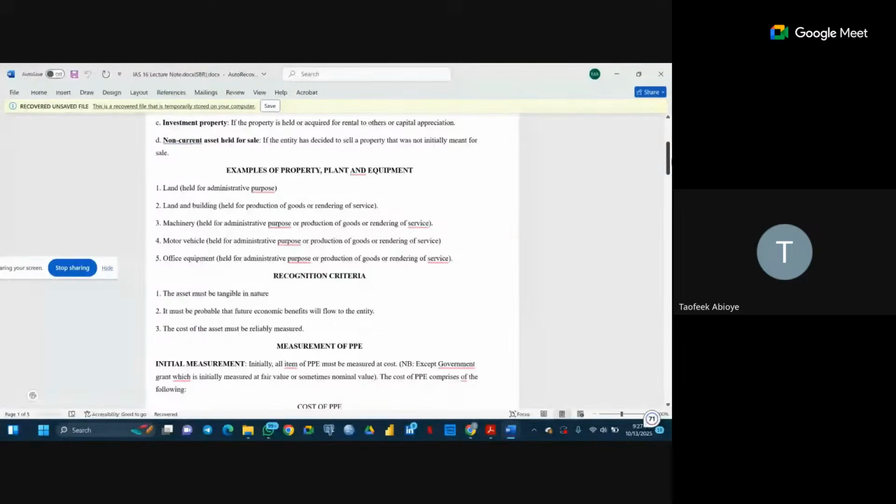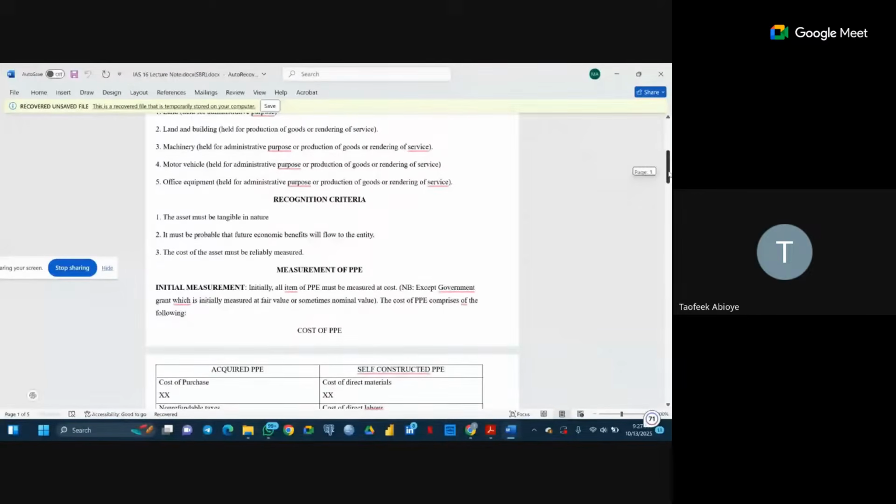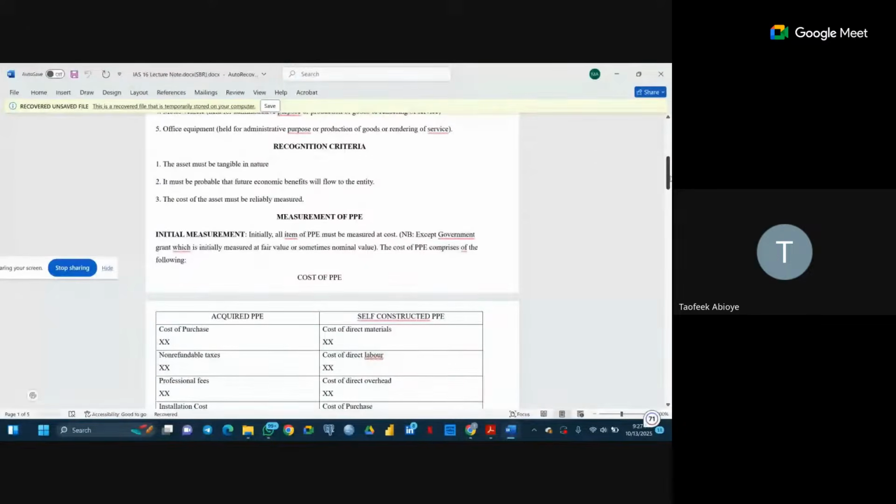And also, the company must have control over the assets. Either control gained through lease or through being the actual owner of the property. But the company must have control over the assets. Measurement of PPE.